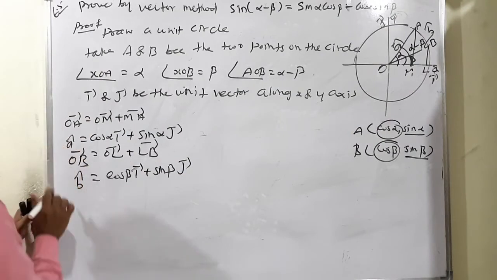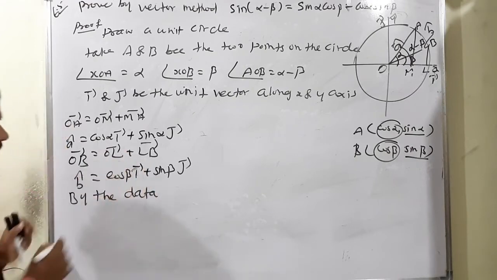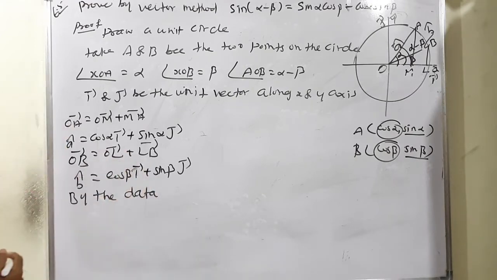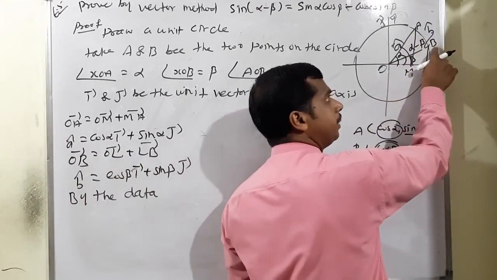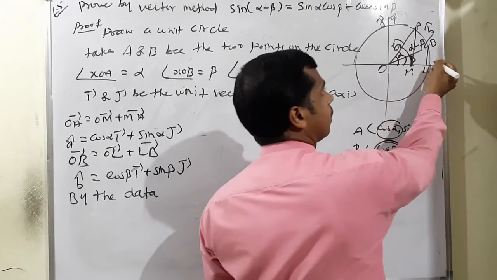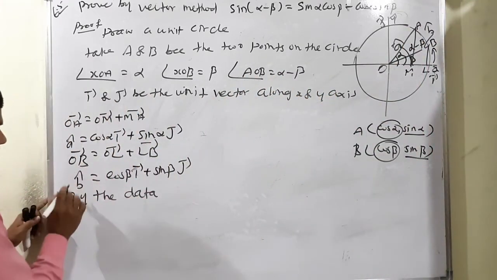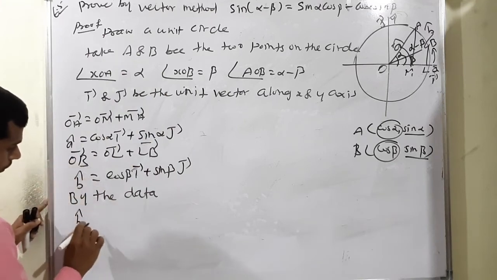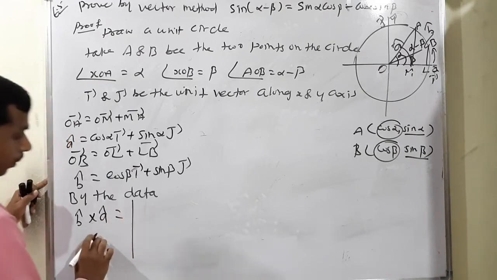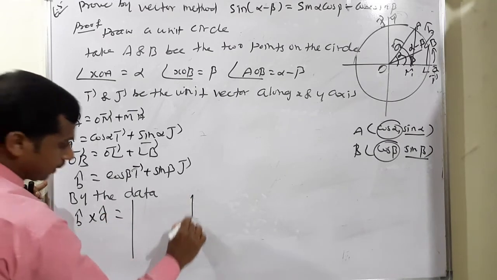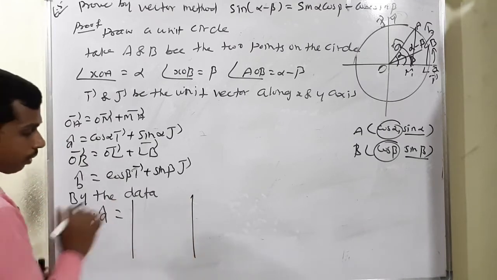Now by the data, what will happen? Consider this is the anti-clockwise direction, starting with B, so starting with B to A. So anti-clockwise direction B to A means we have to write B first. So B cap cross A cap. Already we know the cross product means we have to take it in modulus form. Last year you also studied this, so now also you have to learn. Cross means we have to consider the determinant.